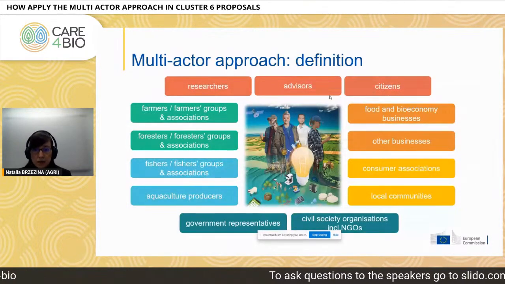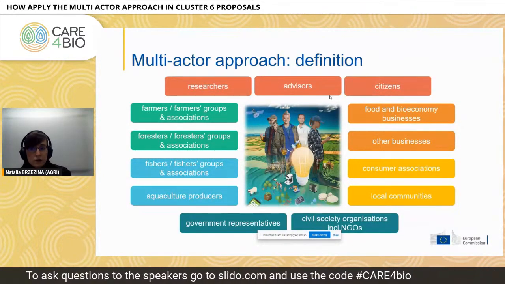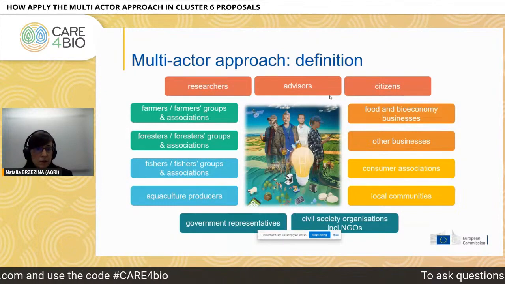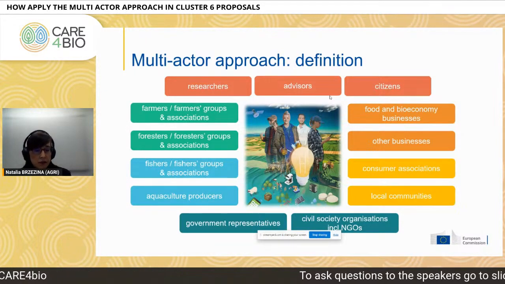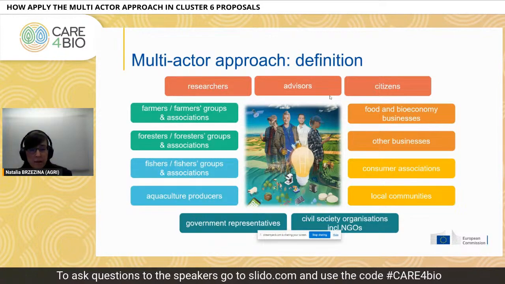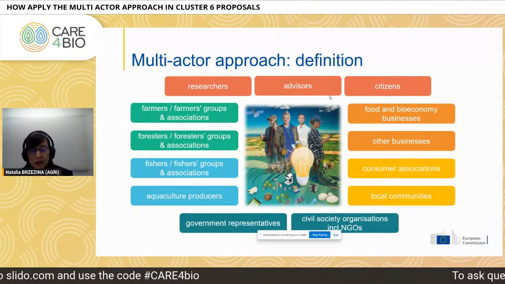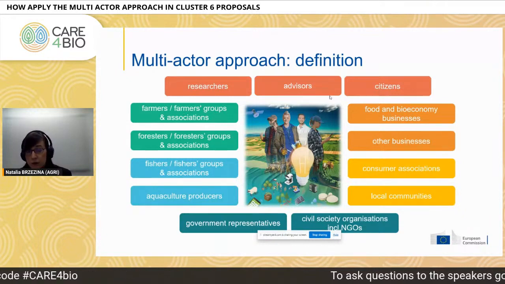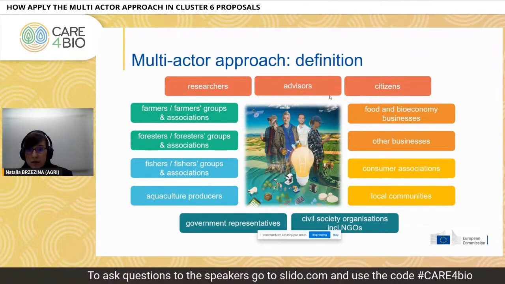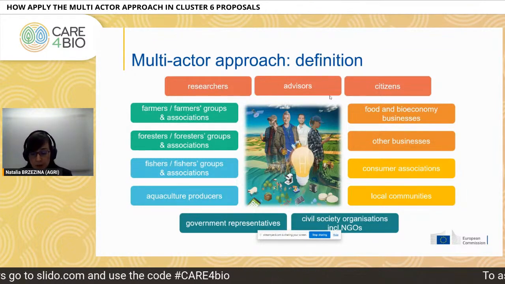And what are these actors that can be involved? These are, of course, researchers, advisors, citizens, but also practitioners, so farmers groups or associations, foresters groups and their associations, fishers and their associations, or aquaculture producers. It could also be government representatives if needed, civil society organizations, including NGOs, but also food businesses, bioeconomy businesses, and all kinds of other businesses that are important to achieve the objectives, consumer associations or local communities.